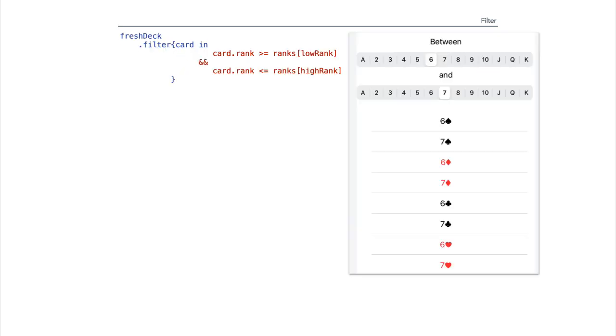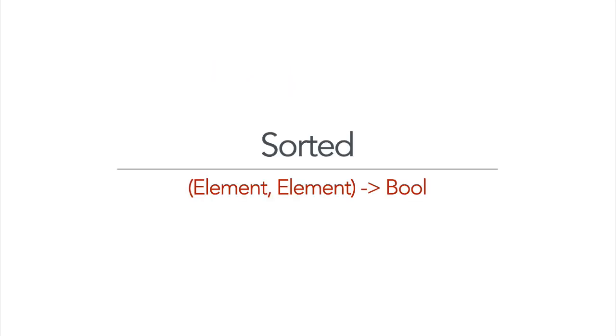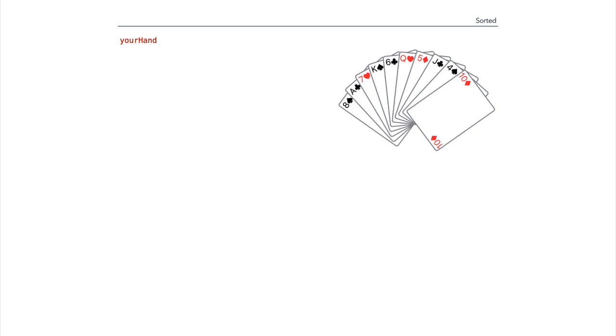We can easily move this to an application that allows us to set the low rank on top and the high rank on the bottom. So here are the cards between ranks 6 and 7, and you can see the 6 and 7 of each suit. Another higher order function is sorted. Sorted takes 2 elements and gives us a bool to say, are they in the correct order or not? So we pass a function in that says, what's the order we expect any 2 elements to be in? Suppose this is your hand. Now, depending on the game you're playing, you might want to order it different ways.